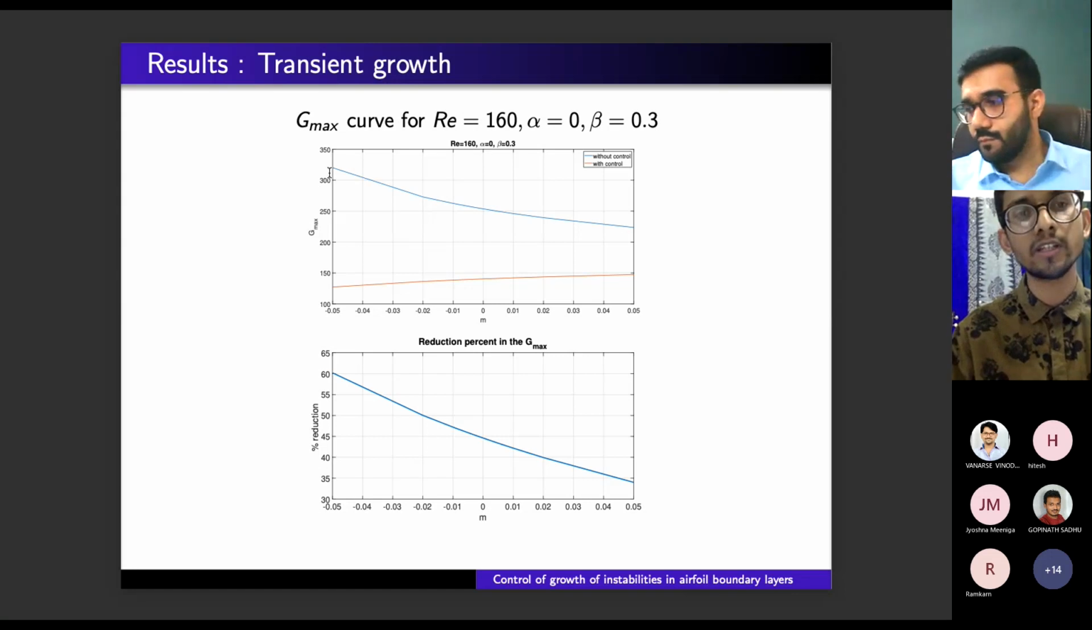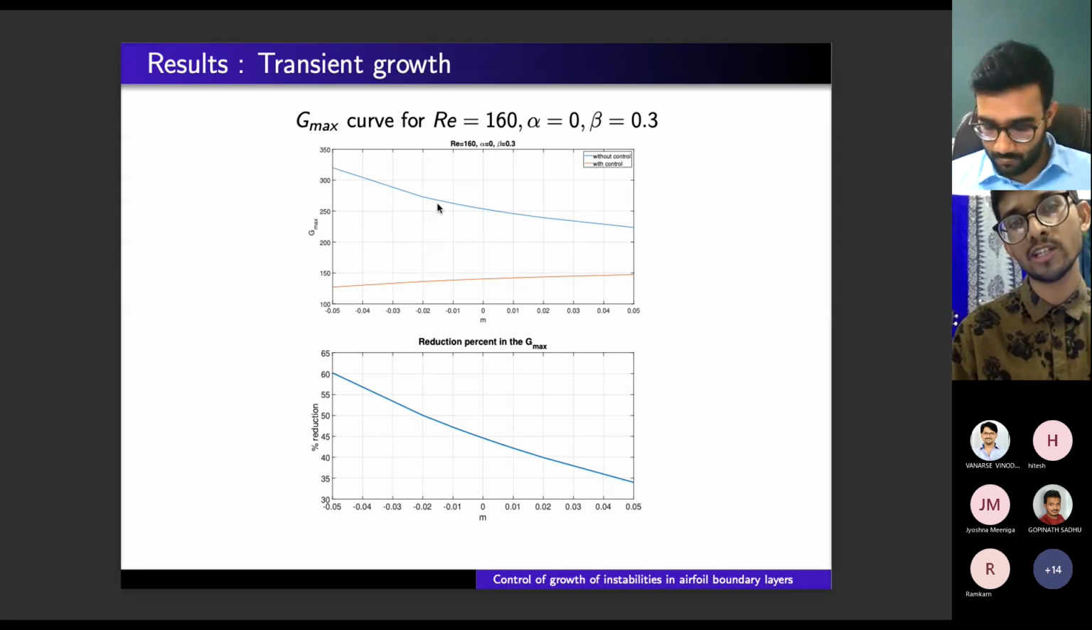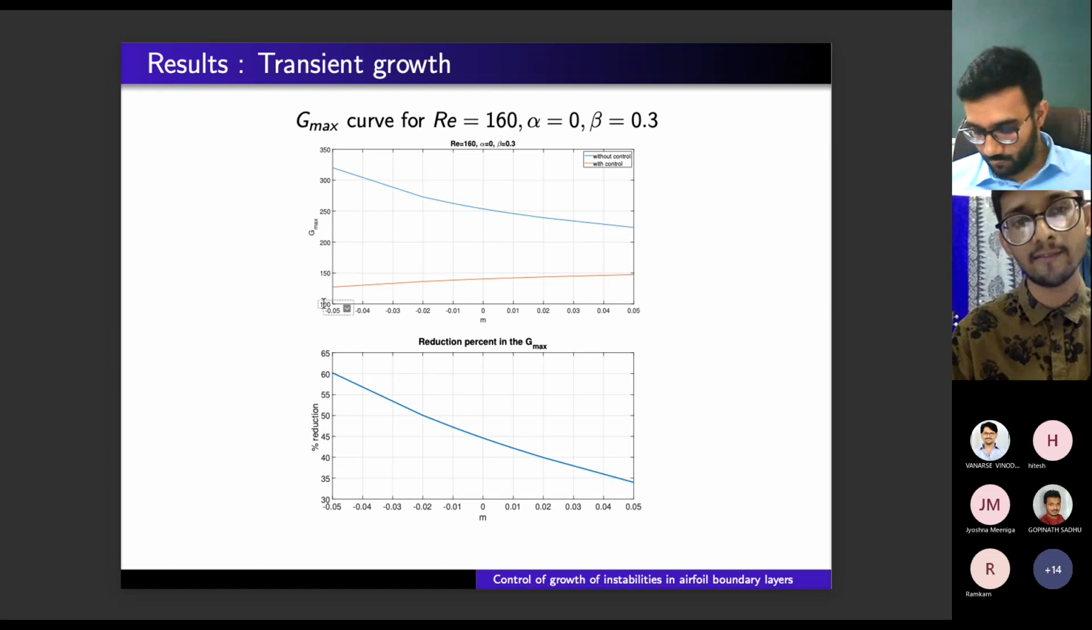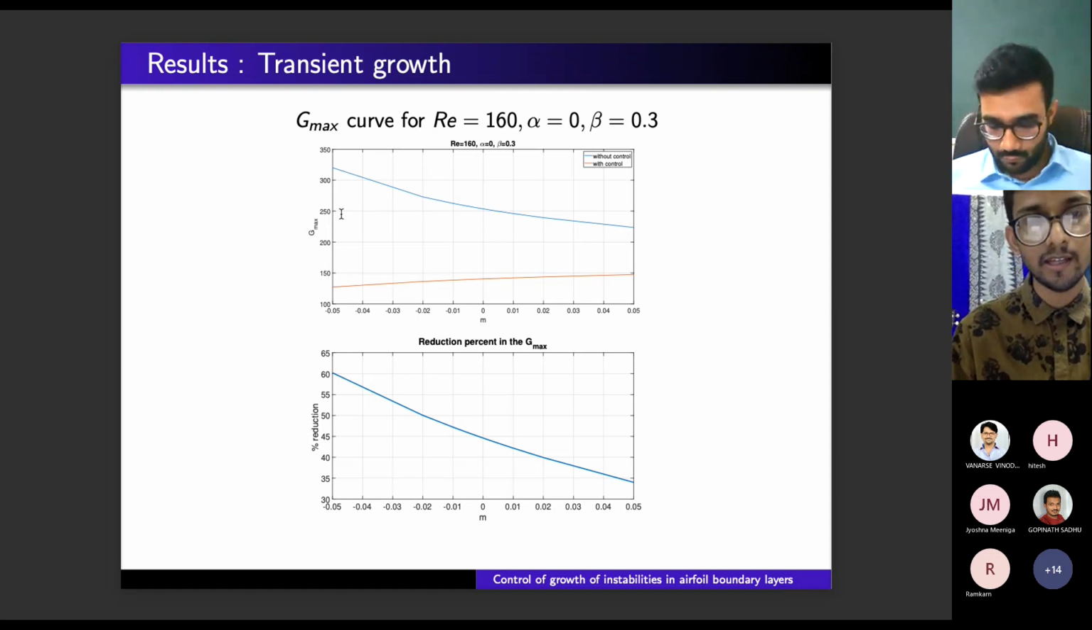So this is how the Gmax at different locations looks without control and with control, and we can see that the reduction with control is different because of the controllability, and this is the percent reduction in Gmax at different values of m. So a maximum of 60% we could see is achieved using our method.